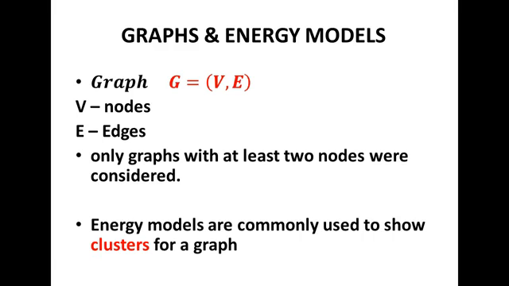So a graph, which is given by the function G equals (V, E), is basically made up of a finite set of nodes V and a finite set of edges E. Note, for the purposes of this article, the writer used only graphs with at least two nodes for their research purposes. So what are energy models? Energy models are commonly used to show clusters for a graph or to create drawings from which a human viewer can infer properties of the graph drawn.